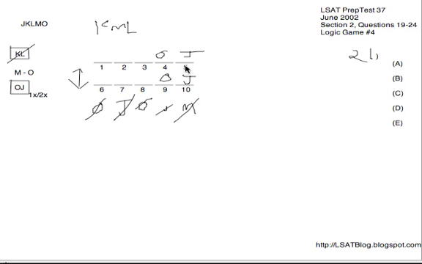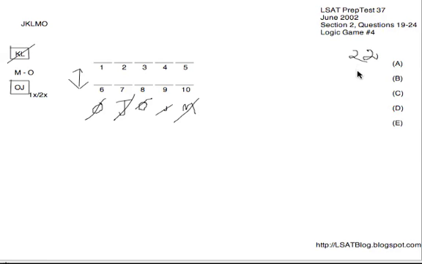So what could be true? J on 1, no, J's on 5, 10. J on 3, again, J's on 5, 10. K on 5, no, J's there. L on 3, yeah, maybe, seems good. I'll look at E though. M on 5, no, J's there. So D is our answer for 21.